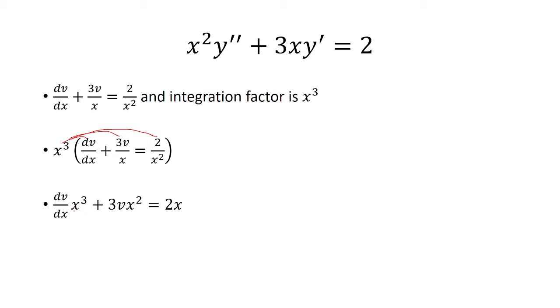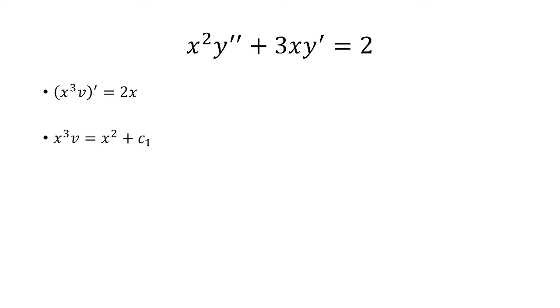And now notice the derivative of x cubed is 3x squared, and the derivative of v is dv over dx. So this is, in other words, the product rule for x cubed times v. So we write this in derivative form. So the derivative of x cubed times v is equal to 2x. Now we have to undo this derivative by doing the antiderivative to both sides. So when you do that, the derivative and the integral will cancel. You have x cubed v, antiderivative of 2x is x squared, and then we're going to also add a constant.